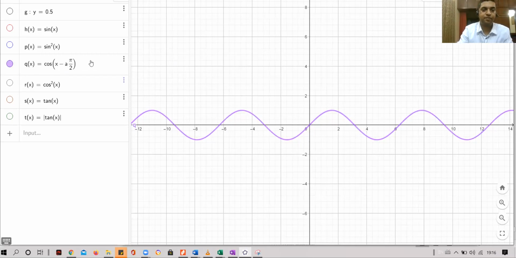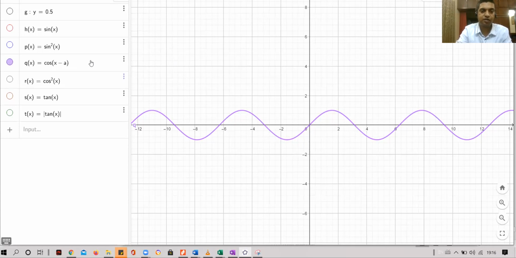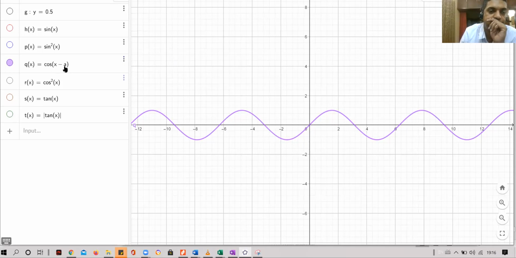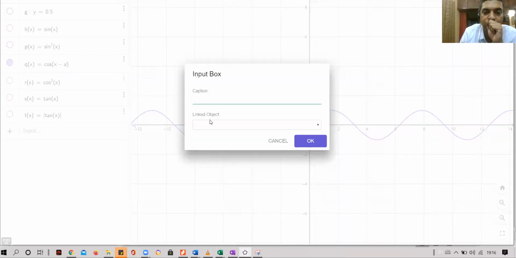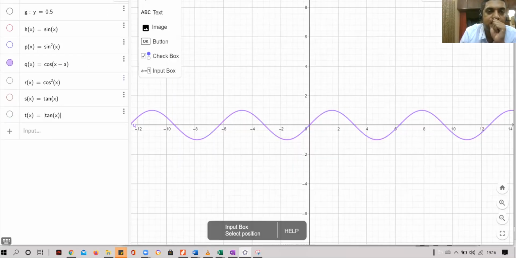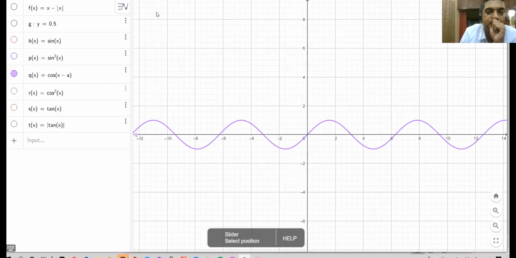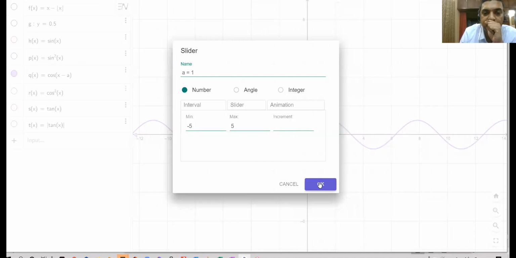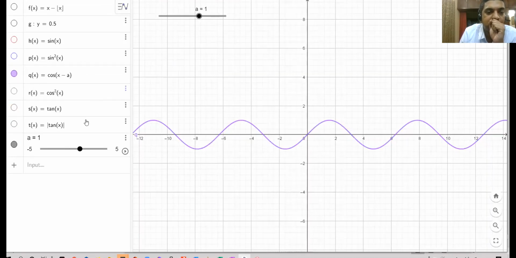Sir, can you show it again? Yeah, I'm showing it. I'm trying to show it again. Hold on. Slider. Okay. Slider is here.